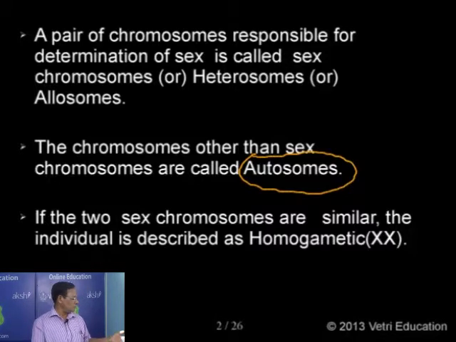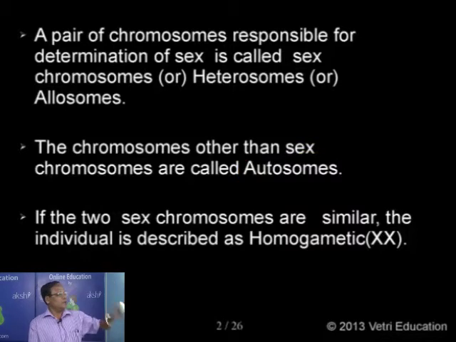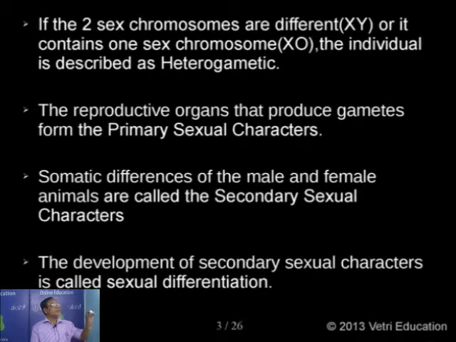Now, as mentioned earlier, if the two sex chromosomes are similar, then the individual is described as homogametic sex. Homo means similar, a sex that produces similar types of gametes. And like this, we have heterogametic sex, as I described earlier. In the case of heterogametic sex, we have different mechanisms, unlike what we have in human beings. In some cases the two sex chromosomes are different, for example XY. Or in some cases the males have one chromosome less than the female.